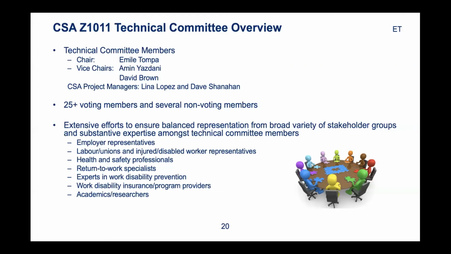I was really impressed with the years of experience that some of these people had working in various facets of the work disability policy system here in Canada. We had some employer representatives, some people representing various labor or union groups. We had injured worker and disability representatives as well. Health and safety professionals. We had a number of people who were specialists in return to work issues, experts in work disability prevention, and also some representation from workers' compensation and other disability insurance programs, as well as myself and Amin and others who have academic expertise who specialize in the research and evidence base around work disability prevention.